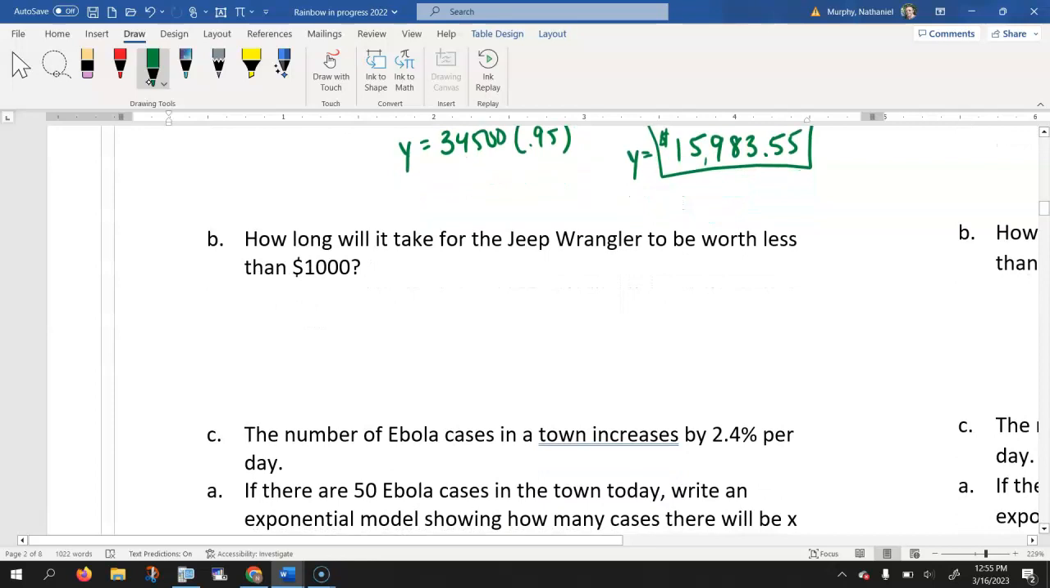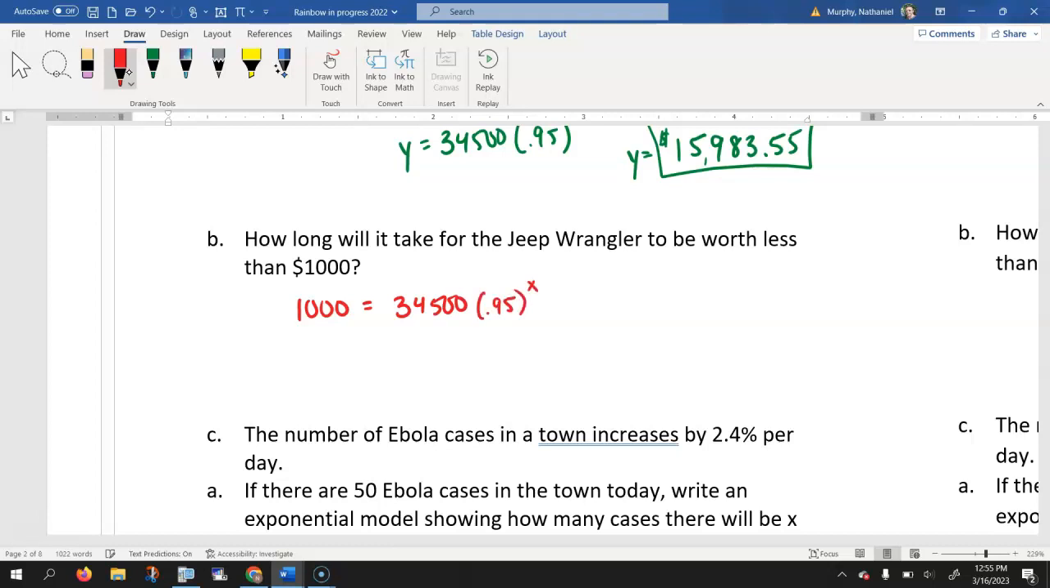Now let's talk about part B here. So for this one, we could do this one of two ways. It says, how long will it take for the Jeep Wrangler to be worth less than $1,000? Let's just figure out when it would be $1,000, and after that, it would be less than $1,000. So again, we're still dealing with the same Jeep. That was $34,500 when it was purchased. It's losing 5%, so our b value is 0.95 to the x power.